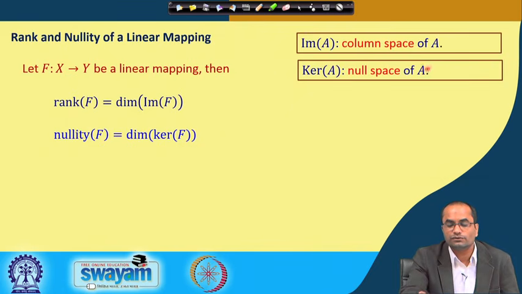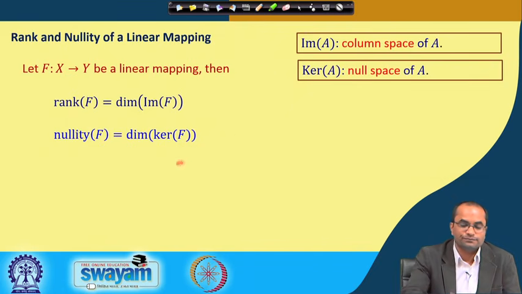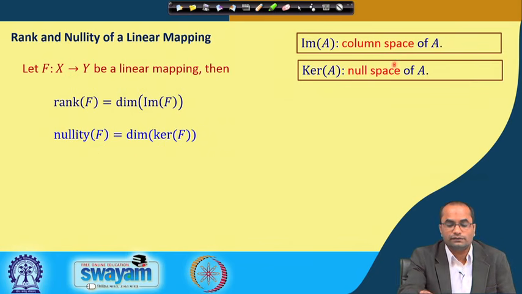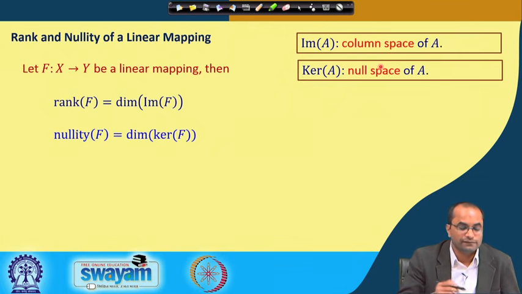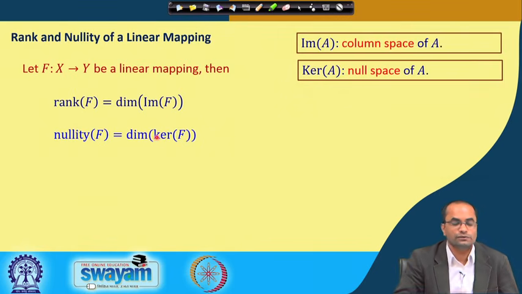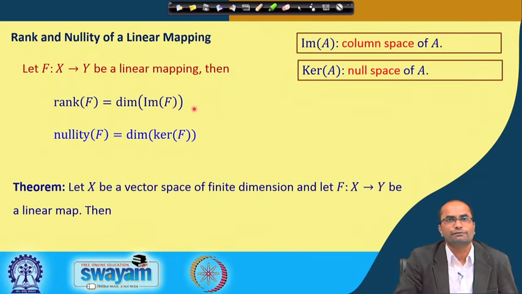Similarly, the kernel of A was the null space of A, and here the nullity is the dimension of the null space, which we have discussed already before. So, the nullity is nothing but the dimension of the kernel. These are two more general definitions than the ones we discussed for matrices. So, the rank of F is the dimension of the image of F, and the nullity is the dimension of the kernel of F.